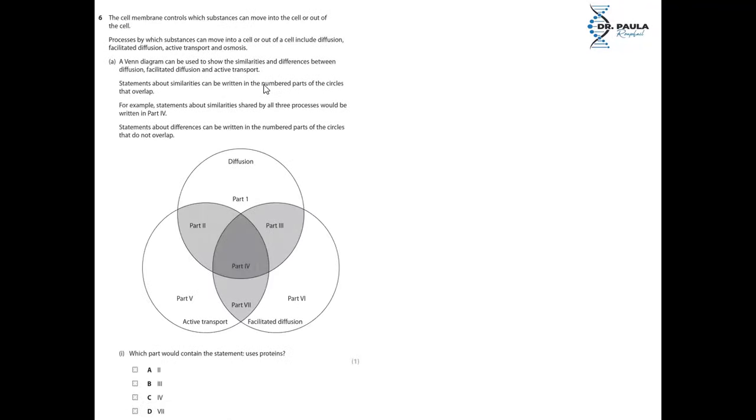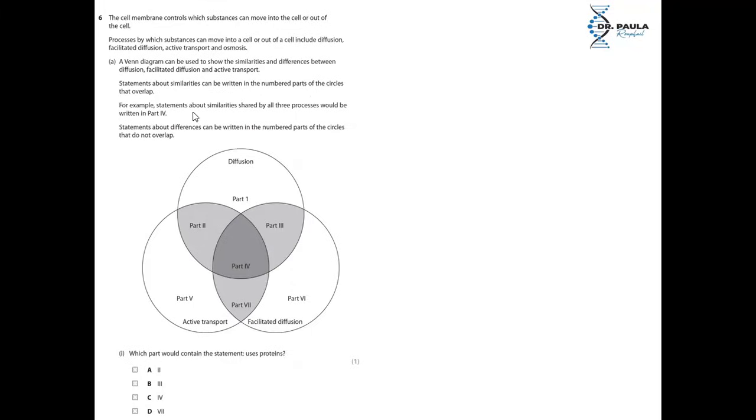Coming to the next question. The cell membrane controls which substances can move into the cell or out of the cell. Processes by which substance can move into a cell or out of cell include diffusion, facilitated diffusion, active transport, and osmosis. Then the question is talking about the Venn diagram, can be used to show the similarities and differences between the 3 of them. Statement about similarities can be written in the numbered parts of the circle that overlap.